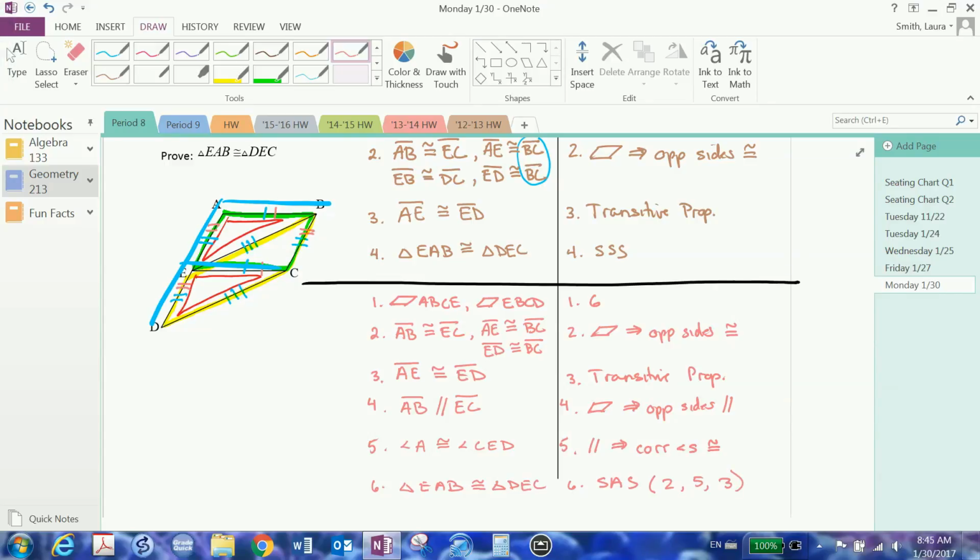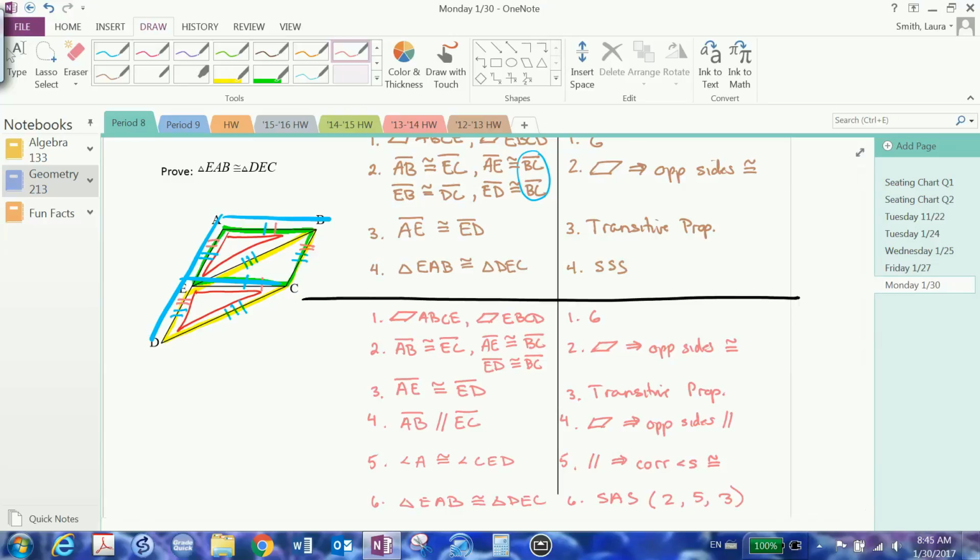Let's see, I got my first side in step 2. I got my angle in step 5. And I got my other side in the transitive, which was in step 3. Okay? So the second version is kind of cool because I'm using more properties of the parallelograms. But I do think that the first method that we did by side, side, side was more efficient. Look, 4 steps versus 6 steps. Okay?